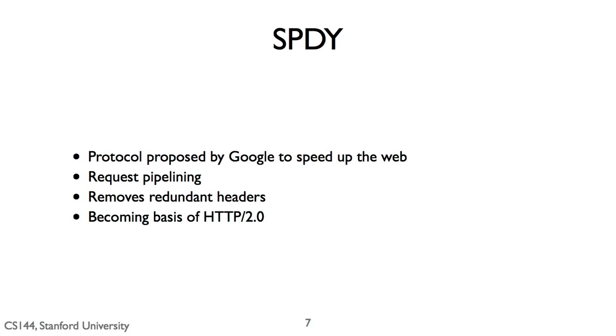HTTP 1.1 has been around for a while, since 1997 or so. Very recently, Google has developed a new protocol called SPDY that improves on HTTP. It does things like allow request pipelining.